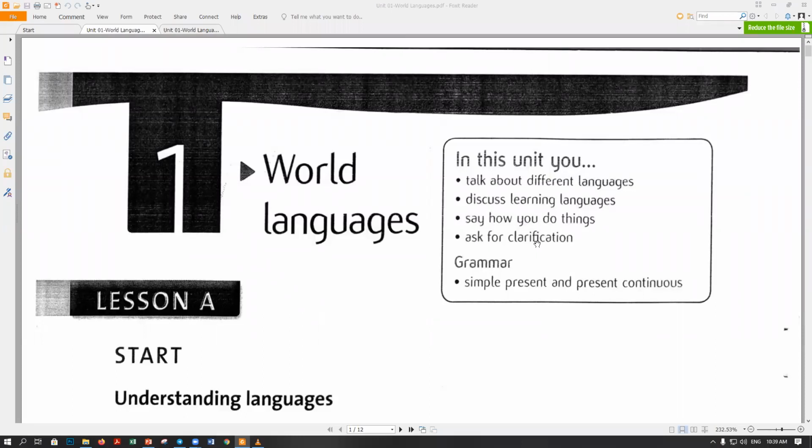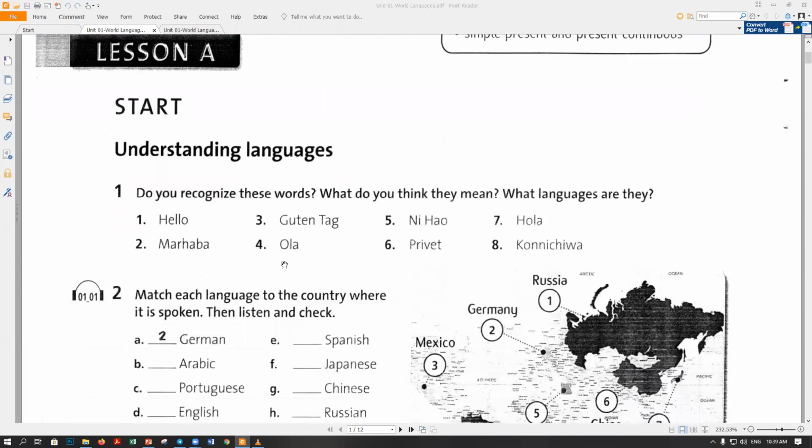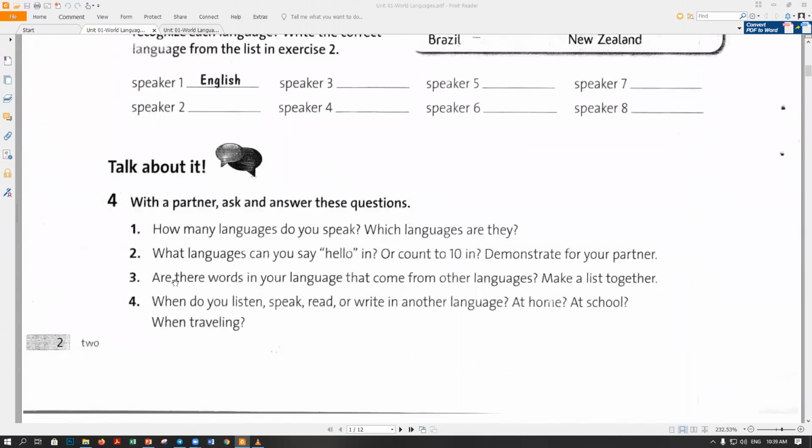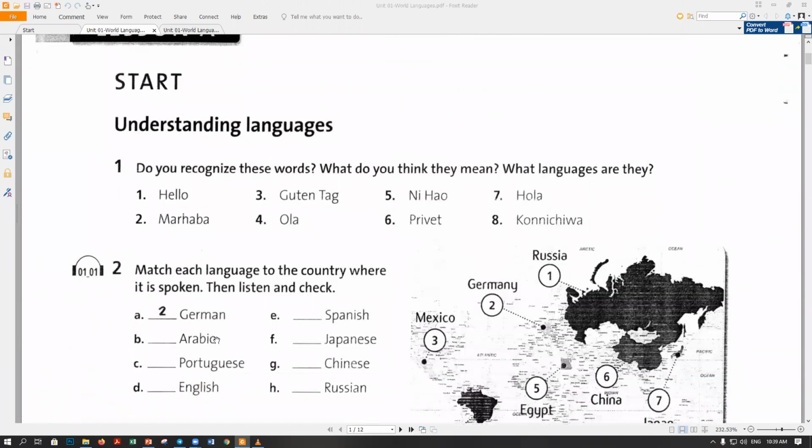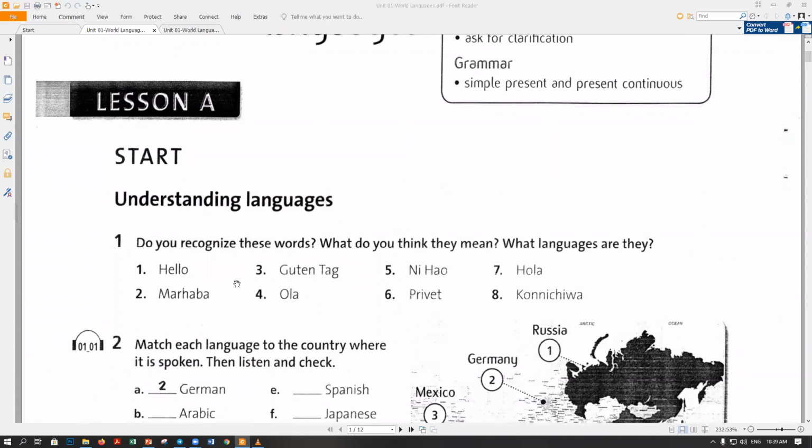Okay, now let's study. We have 4 exercises on page 2, but my focus is on 3 exercises. Okay, look everyone, can you recognize this word? These words are written in Latin letters, like the English word hello. All the words here mean hello, but in different languages. So do you recognize these words? What do you think they mean?